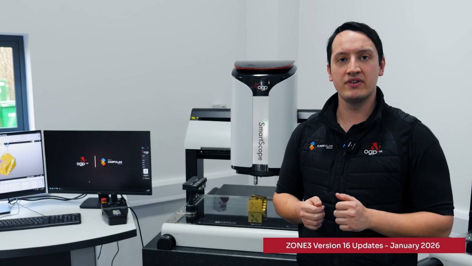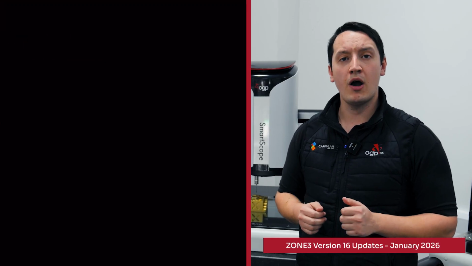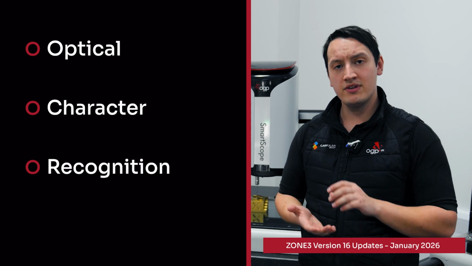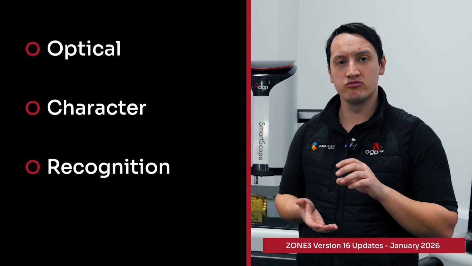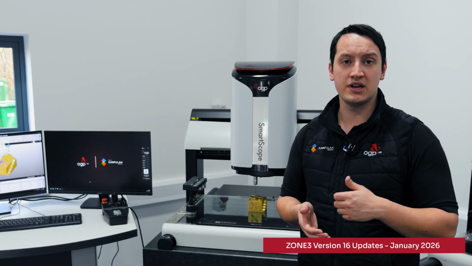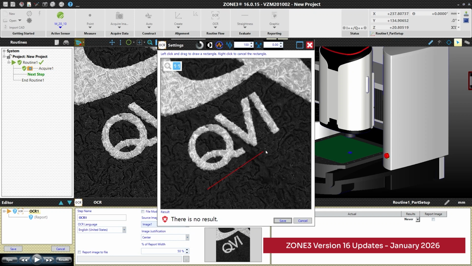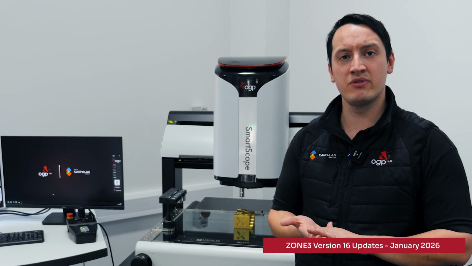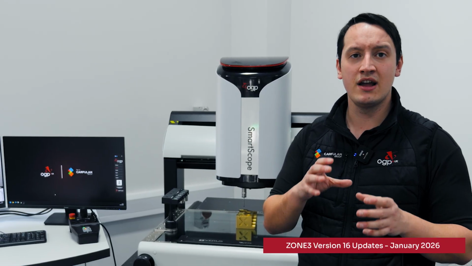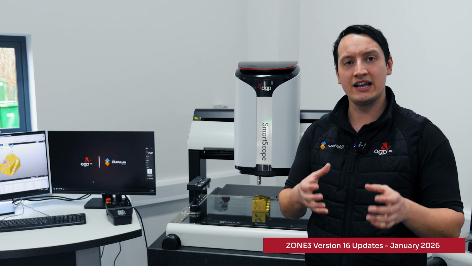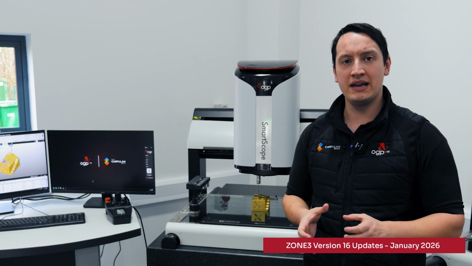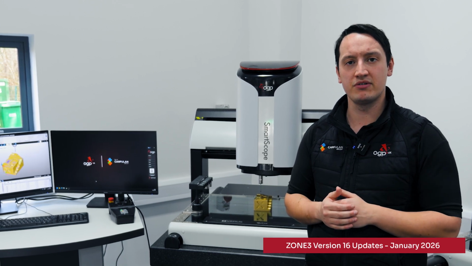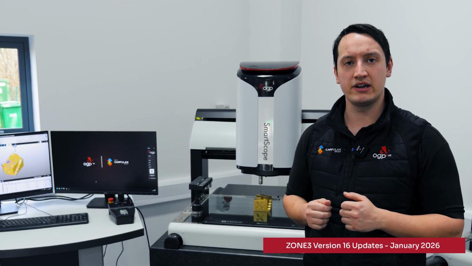A new feature within version 16 is OCR, Optical Character Recognition. This is a process in which ZONE3 will read information from a part, such as inscriptions, part numbers, part markings, and you can tolerance against the desired inscription. This takes away a manual step within the inspection process of checking the physical qualities of the part and incorporates it into ZONE3, meaning you can have a more seamless measurement process, all built into ZONE3.